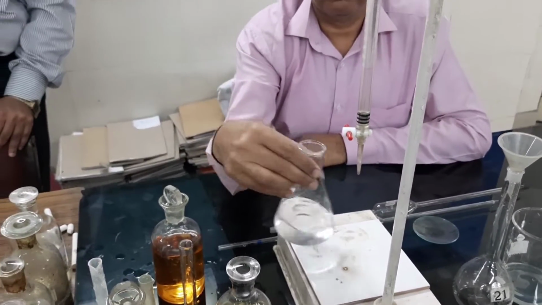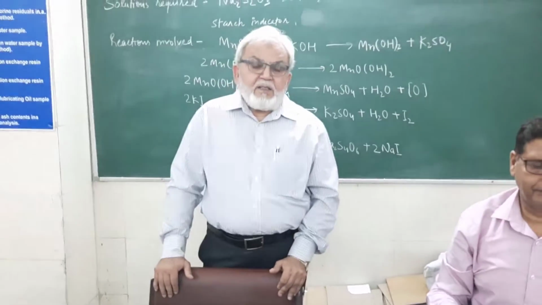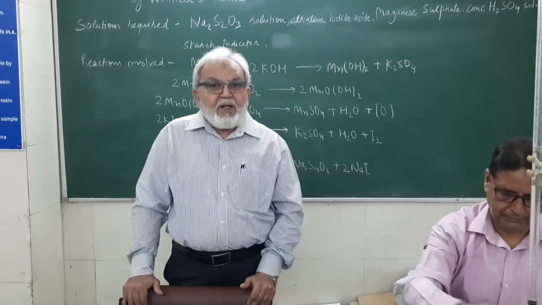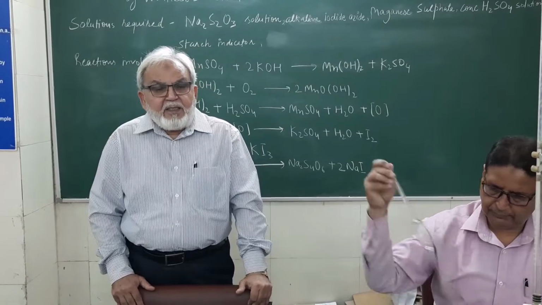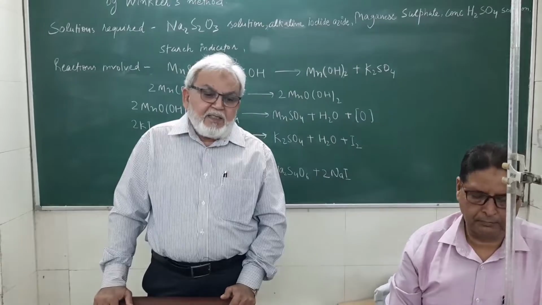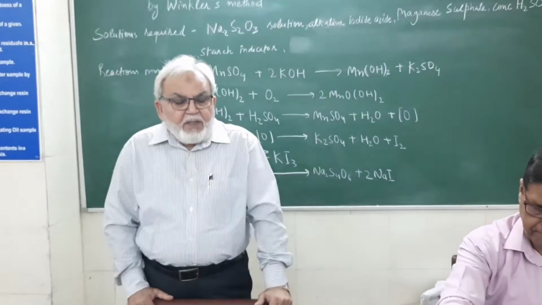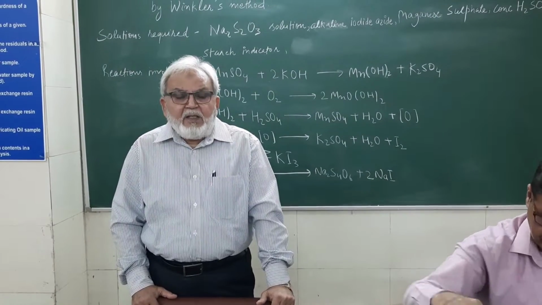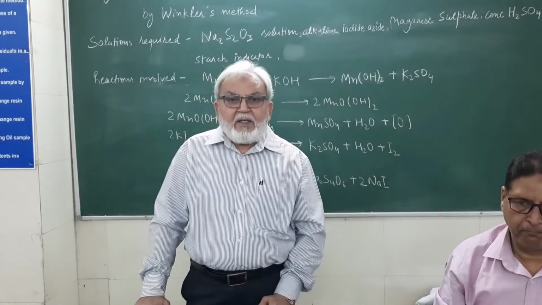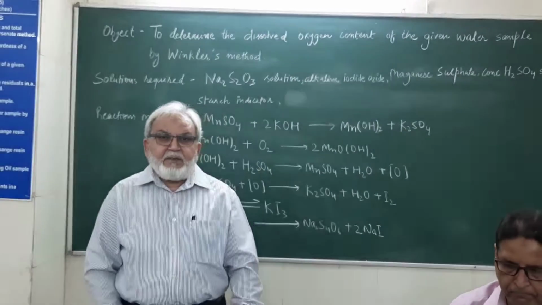Note down the volume of sodium thiosulfate consumed and transfer again 100 ml into the conical flask and titrate it in the same manner as you have done in the previous titration. Note down the volume of sodium thiosulfate consumed and take the average of the two. Now by these readings we will make our calculations to get the amount of dissolved oxygen present.